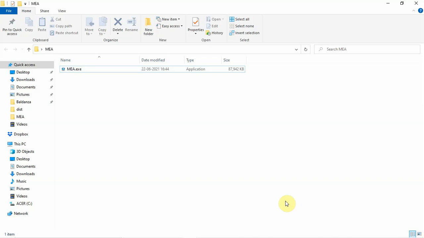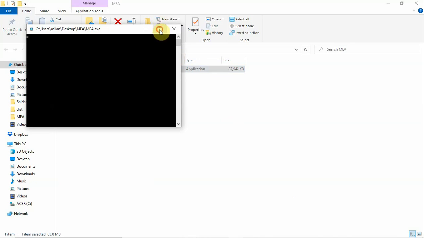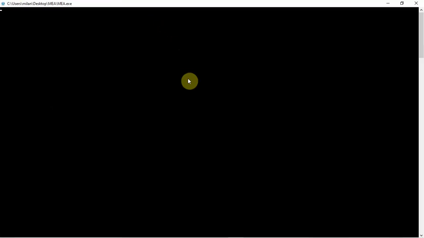Hi, I'm Milan Gandhi. We have developed a market elasticity analysis tool. This is the exe file that is executable. We'll just open it. It will take a couple of seconds to activate.